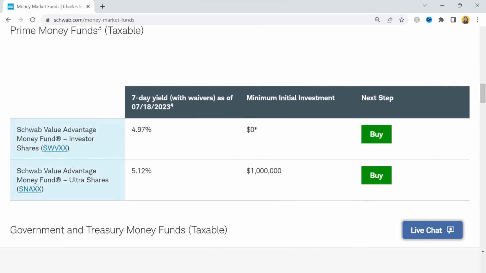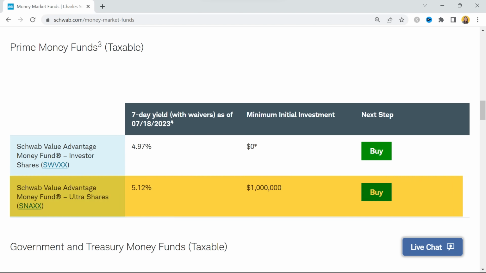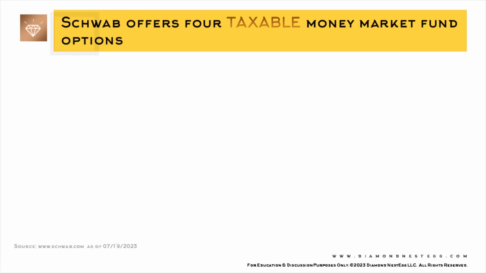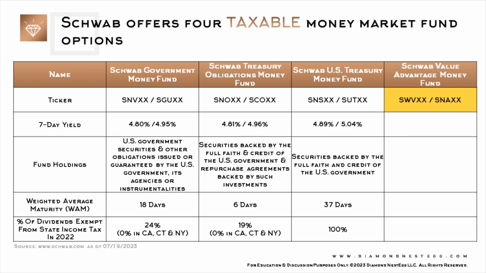In any case, going back to Schwab's prime money market fund, the ultra share class yields 15 basis points more than their investor share class equivalent, but has a much higher minimum initial investment of $1 million, as with the ultra share class of the other money market funds previously discussed. So basically, Schwab offers 4 taxable money market fund options. These 3 government and Treasury ones that we just went through, as well as this prime money market one with a slightly higher yield and slightly riskier fund holdings.